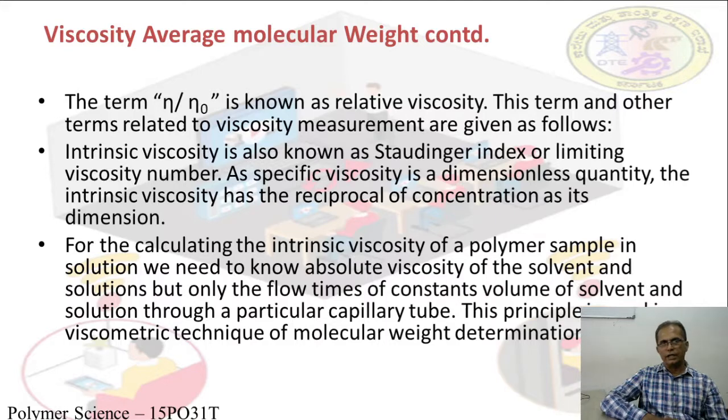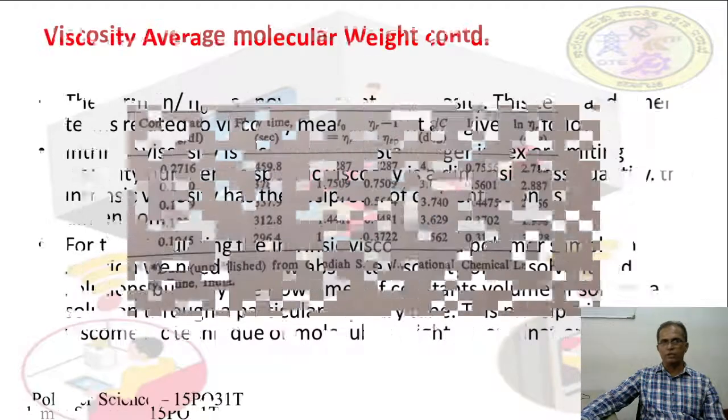For calculating intrinsic viscosity of a polymer sample in solution, we do not need to know the absolute viscosities of solvent and solution, but only the flow times of a constant volume of solvent and solution through a particular capillary tube. This principle is used in the viscometric technique of molecular weight determination.